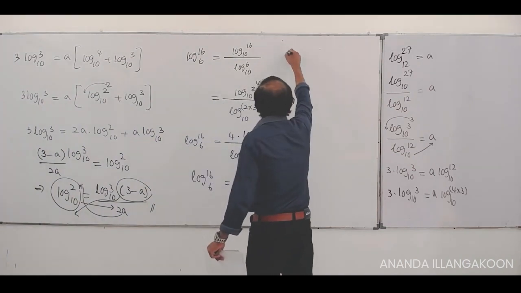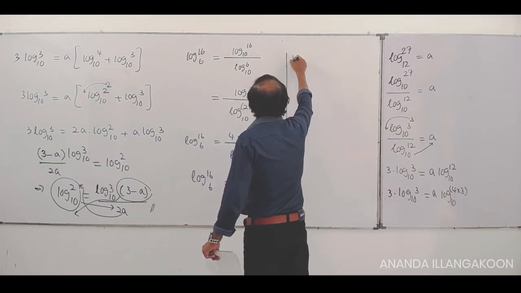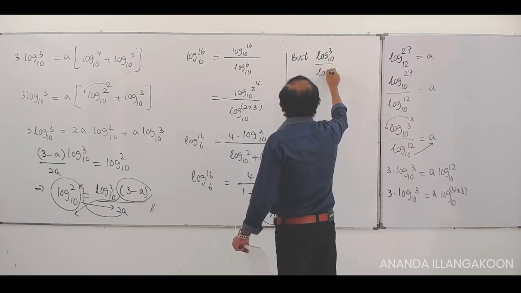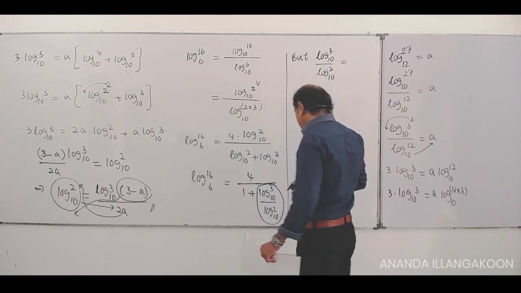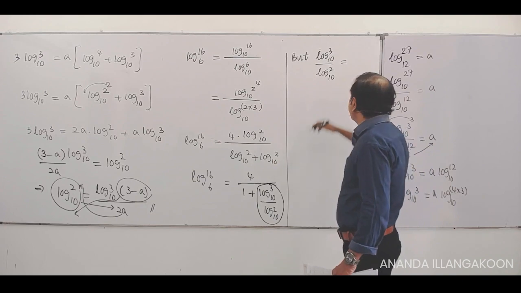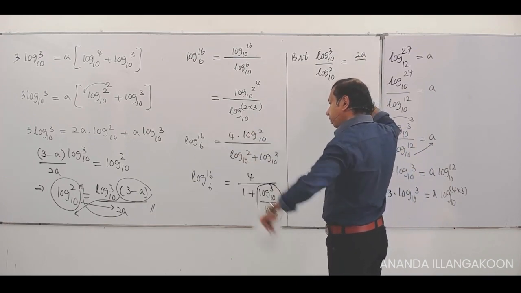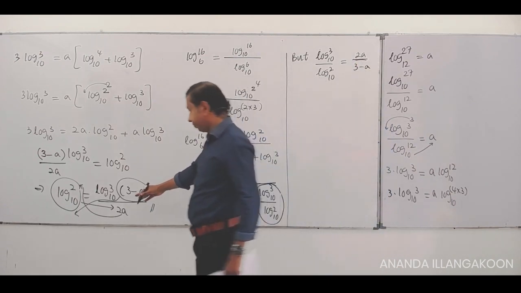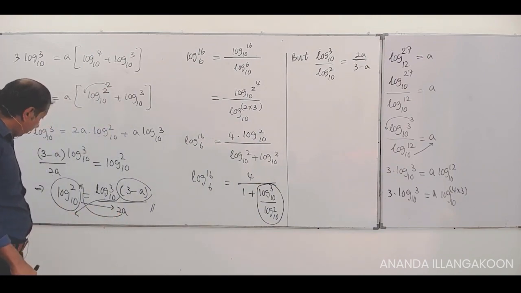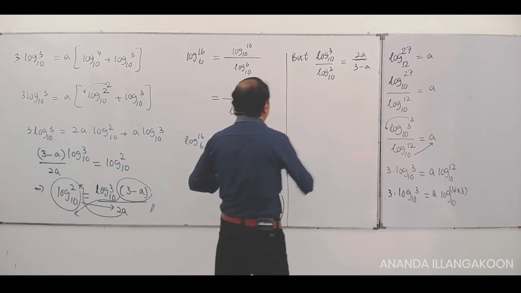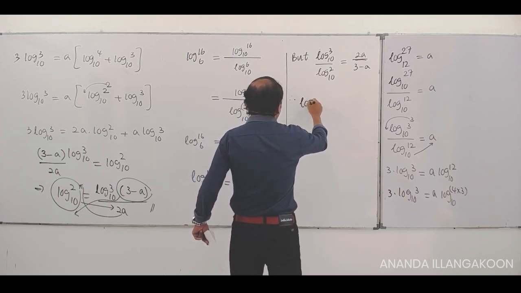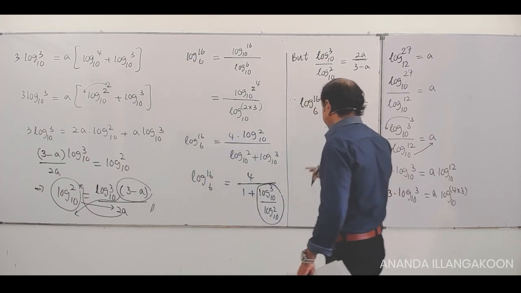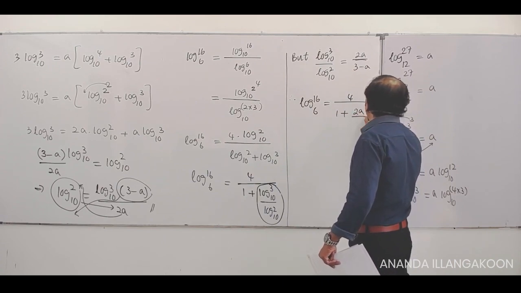Then we can write log 3 base 10 divided by log 2 base 10. This, what do you get there? 2a, when I take that way, divided by 3 minus a. That we got by the first answer here. Right. That I substitute here. Therefore, log 16 base 6 upon 1 plus this ratio, meaning this 2a divided by 3 minus a.